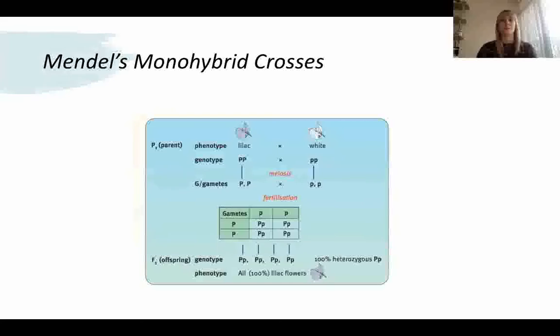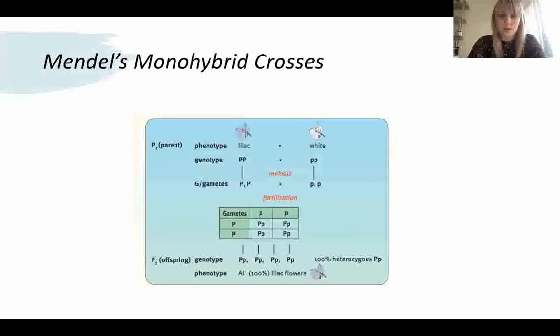Here is just Mendel's monohybrid crosses. I told you he used them for his experiments. So this is what he did. He took the lilac pea flower color and the white pea flower color. He obviously used thousands of these experiments. As I said before, we're just doing this one as an example. So P1, parent, the phenotype is lilac times white. What will be your genotype? Capital P, capital P for lilac, that is dominant, homozygous dominant. White is homozygous recessive, small p, small p.